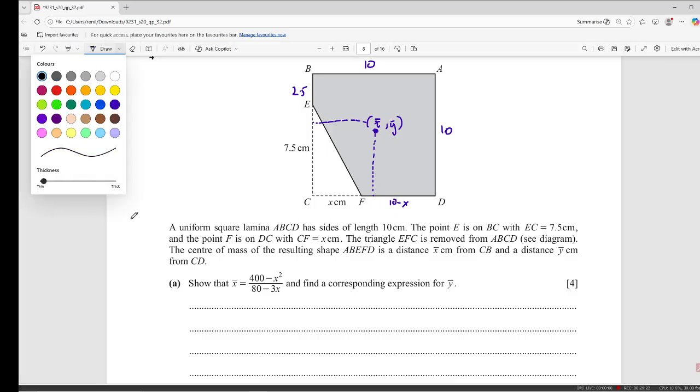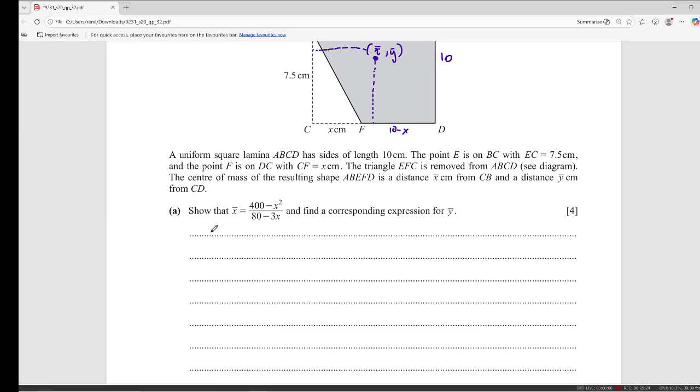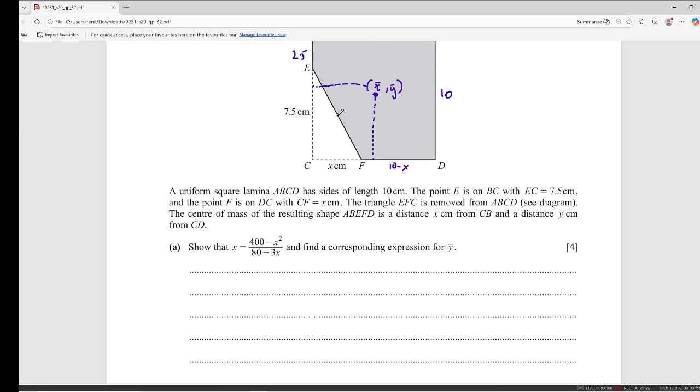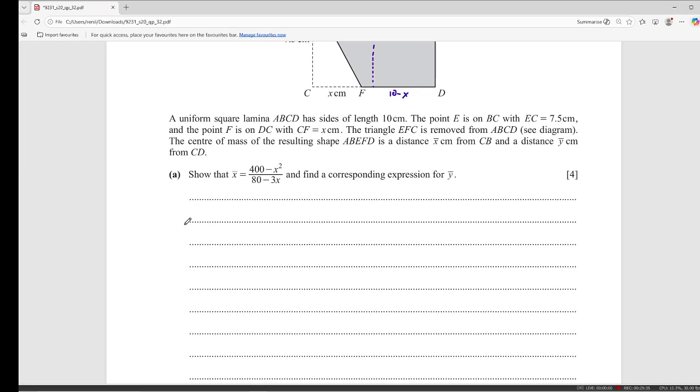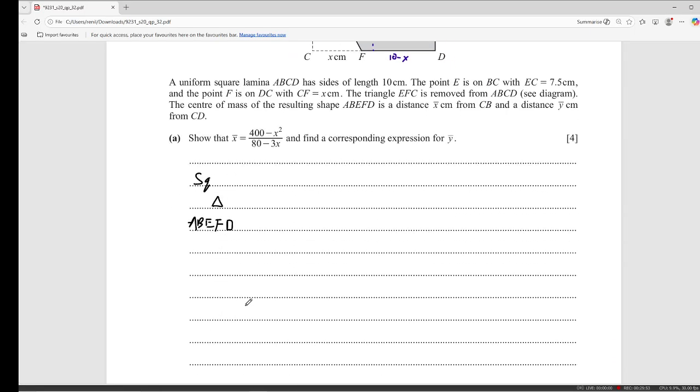Firstly, the very first thing that you should do is make a table. So we start off by labeling the shapes that we have. We have a big square, we have a triangle cut out, and we have the shape ABEFD, the whole thing. So let's start off with the square. I'm going to call it SQ. Next, the triangle. I'm going to just label it as a triangle. And then there is ABEFD.